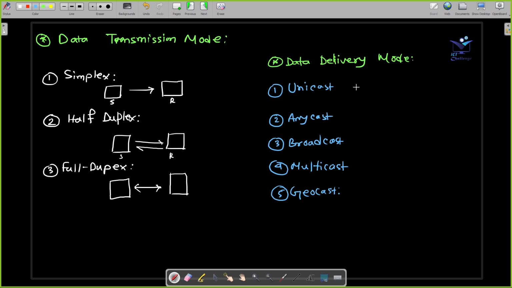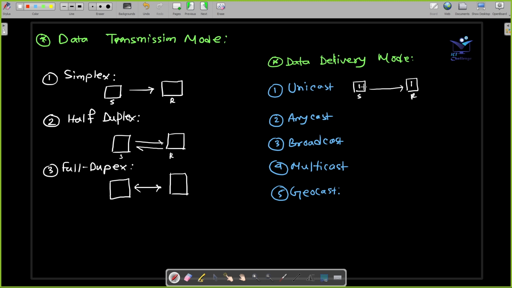Unicast is a kind of system where we have limitations on the number of senders and receivers. We have only one sender and only one receiver. So this is called the unicast data transmission system. When we explained simplex, we didn't talk about the number of people, senders and receivers.